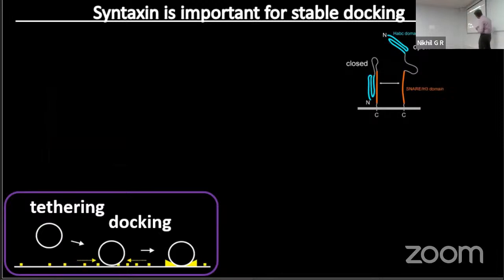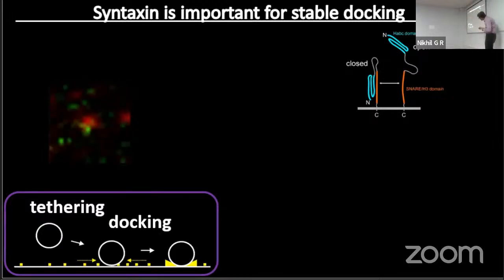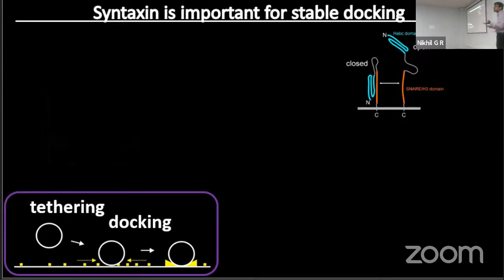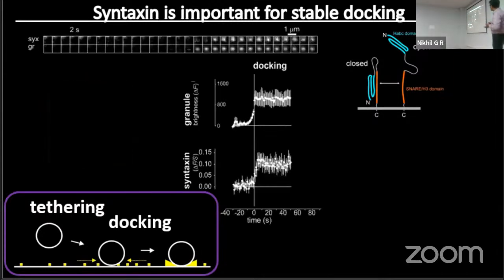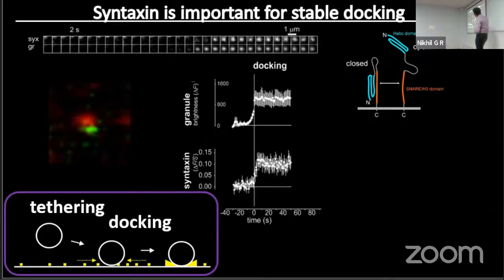So what is happening is the granule is coming to the membrane. The single molecules which are present in the plasma membrane of the cell are going together and forming a complex, which is very critical for the docking, right? So when we look at the cluster formation as well, you see the granule recruitment, and within a few seconds you form a cluster there. The cluster is formed by many molecules acting together.